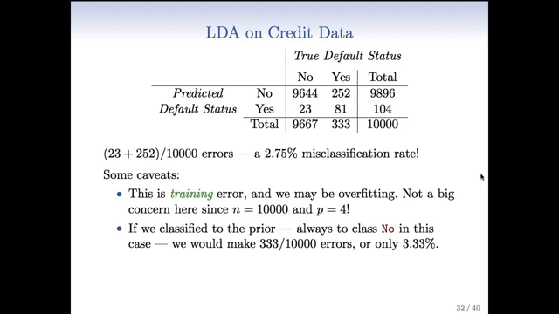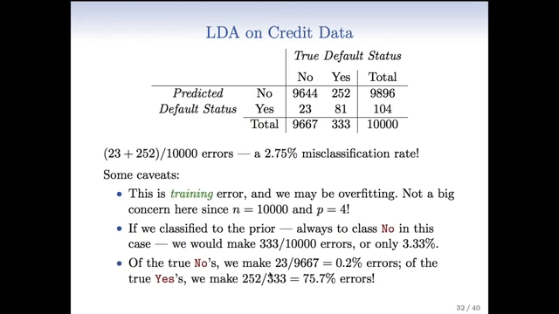Another thing to note is that although 2.75% seems a really good misclassification rate, if we just use a very naive classification rule and said, I'm going to always classify to the largest class, in other words, classify according to the prior, we'd only make 3.33% errors, right? Because there's a predominance of no's in this data set. The total number of no's is 333 out of 10,000, right? So this we call the null rate, and so you always bear in mind the null rate when getting excited about a misclassification error rate.